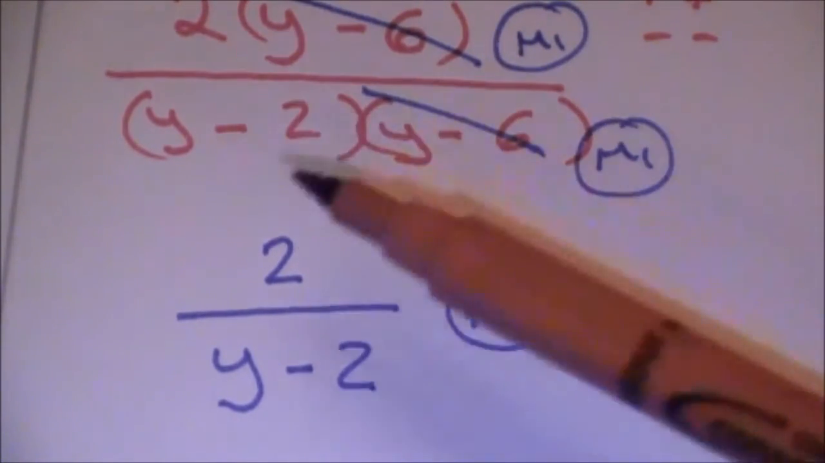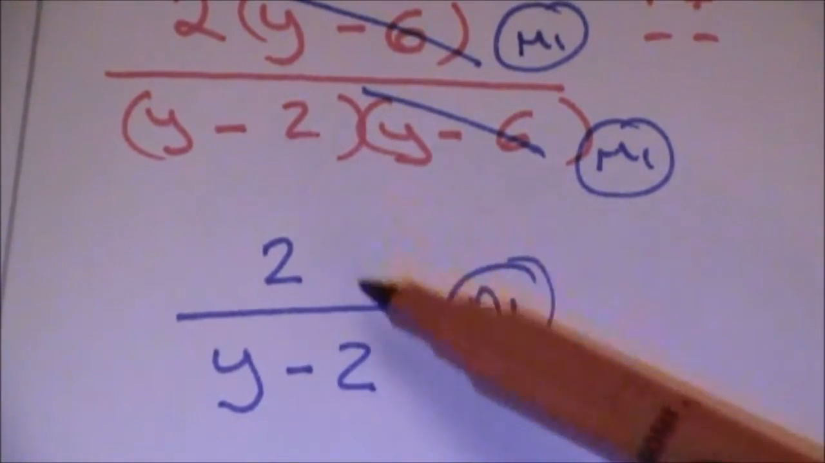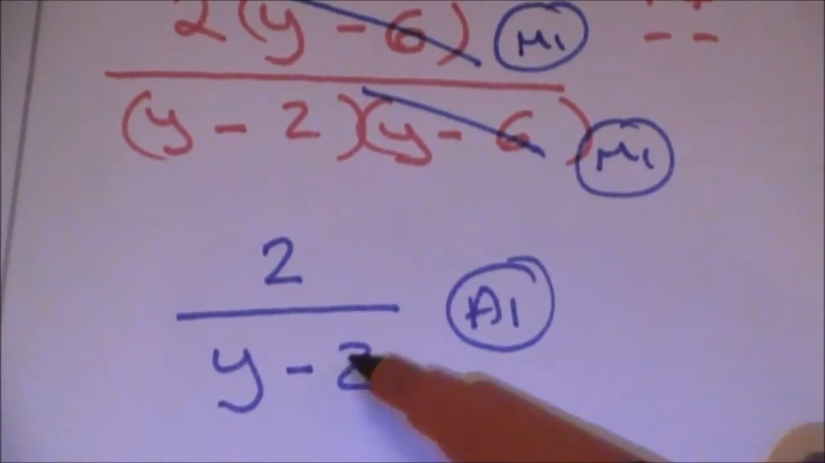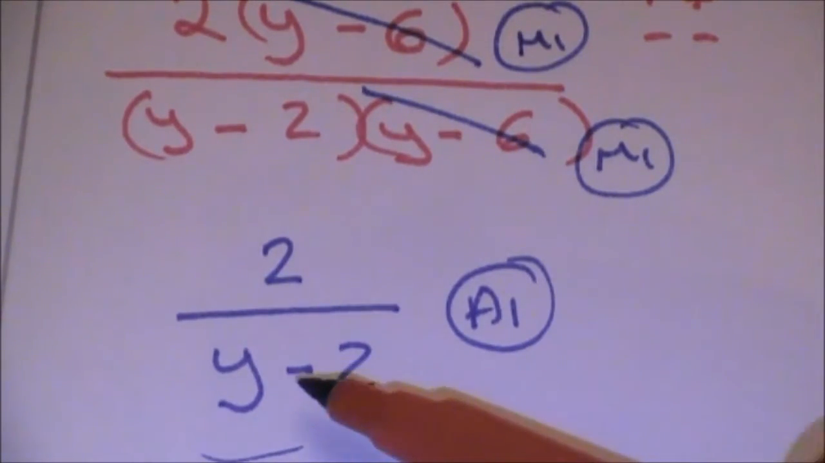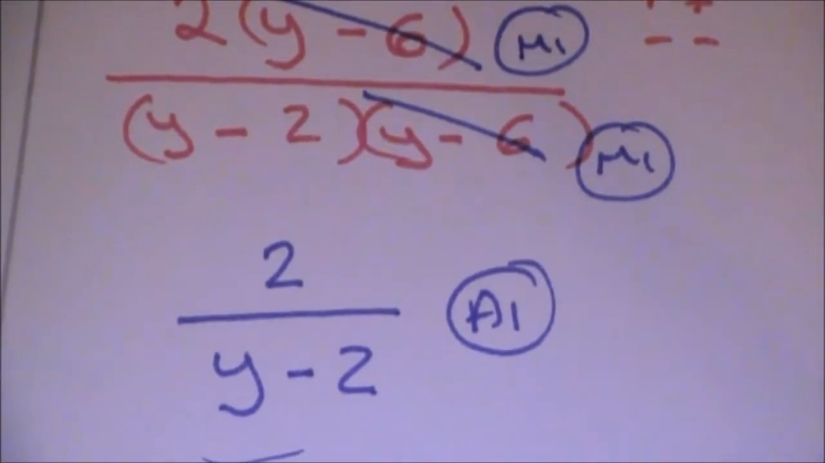Do not be tempted to fall into the trap of thinking, oh, there's a 2 there and a 2 there, I can cancel those out. No, you can't. That y minus 2 is together. You can't just go and pick off the 2. But there's your 3 marks.